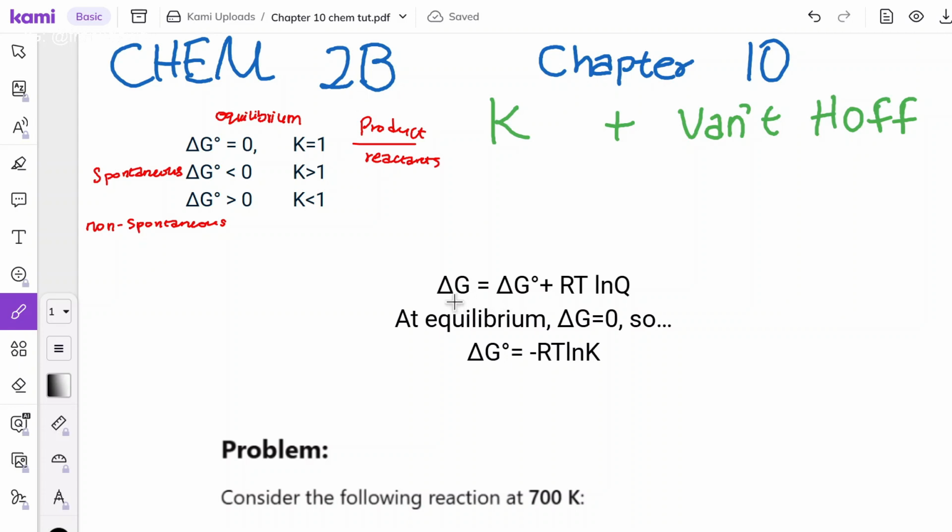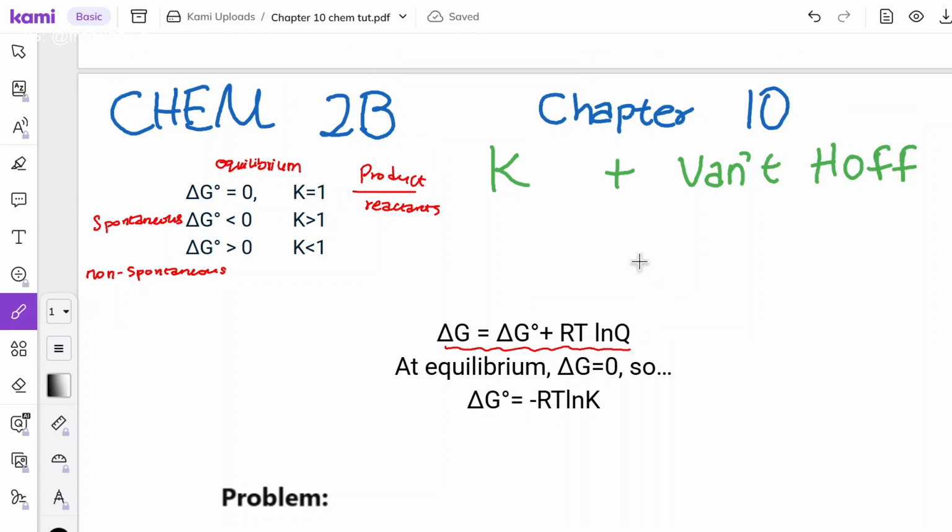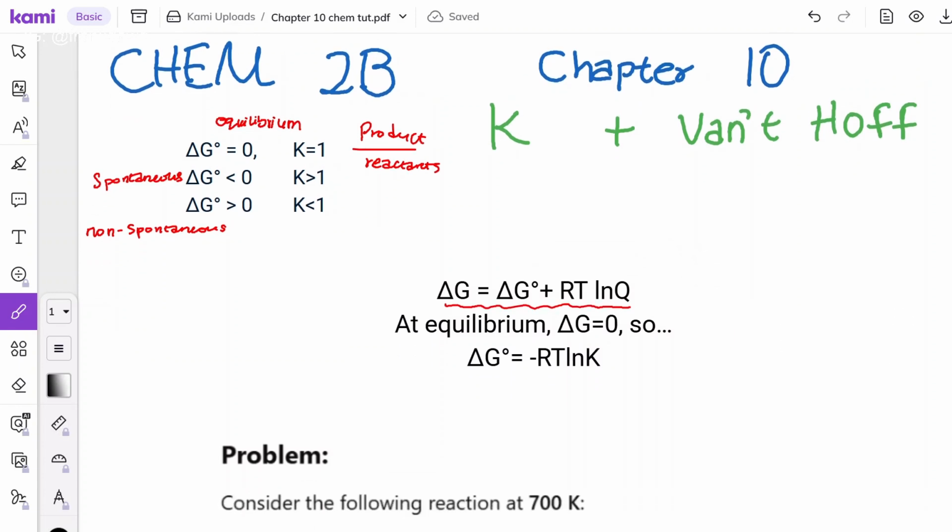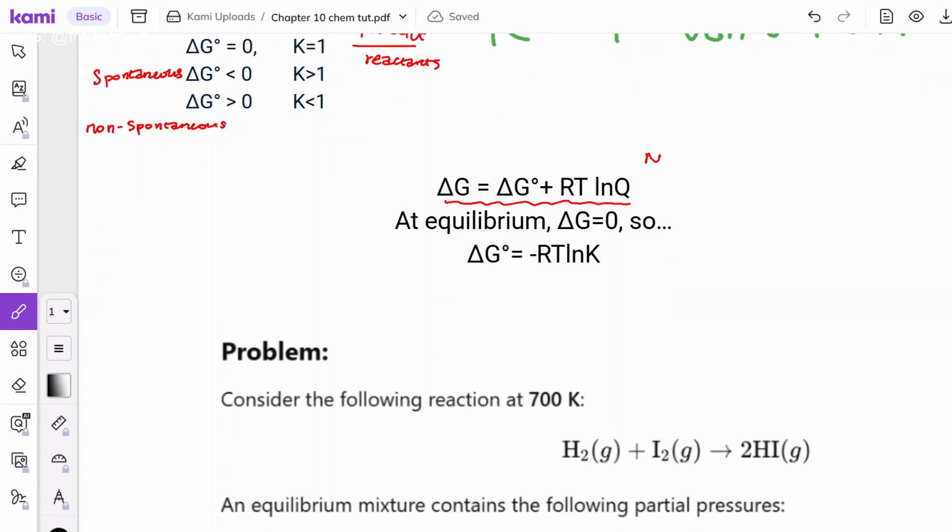So this equation right here is the equation of the correlation between the products and the reactants with Q. And the first one here at the top is when the reaction is not at equilibrium. When it's not at equilibrium, you use the one at the top. And the second equation was derived from the first one, but when it's at equilibrium, so when delta G is equal to 0. So you use this one when you're at equilibrium. And I'm going to do a problem for that.